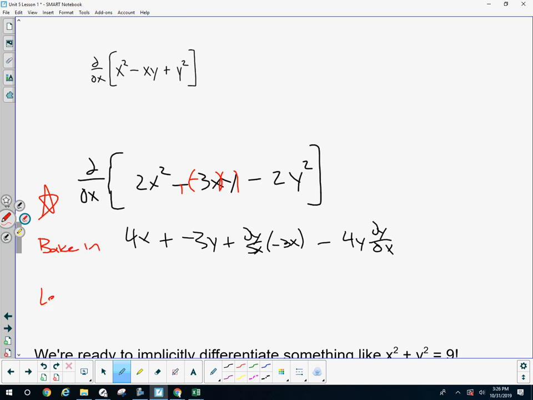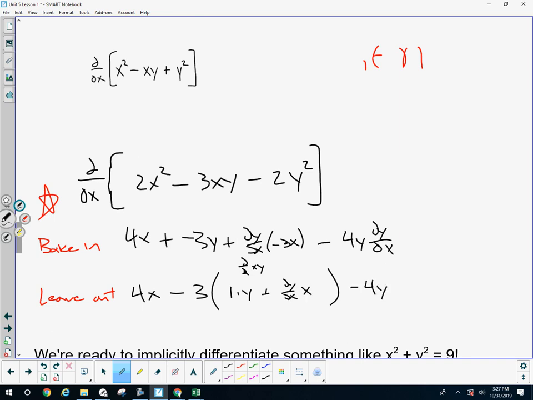Okay, let's talk about the leave-out. Yes, the leave-out method would look like the following. I would leave out the minus 3. I got 4x minus 3. But don't neglect to put parentheses around the derivative of xy. This is the derivative of x times y plus the derivative of y times x.